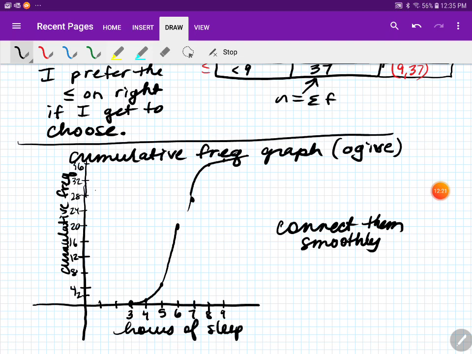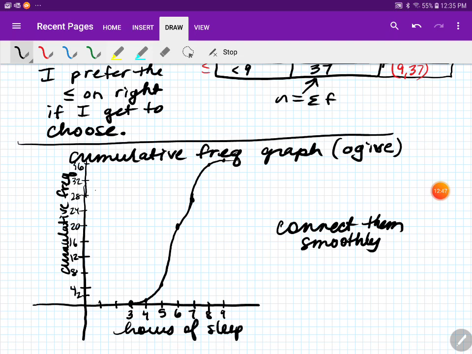Yeah. Let me erase this one. You don't have to be as perfect as I'm trying to be here. Okay, there you go. It is supposed to be smooth though, so don't use a ruler. Okay, and I should have stopped here at the end. So the end was at 9, right? Past 9 would just be a straight line, like at 10.